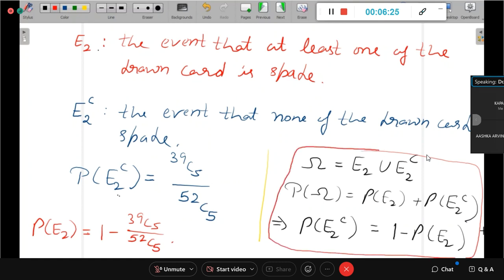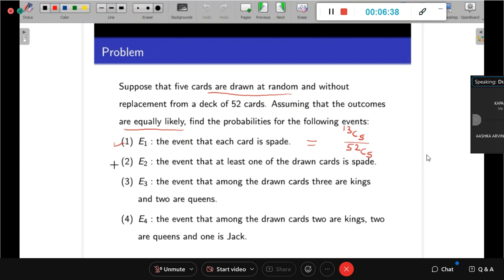So if you know this relation, you can handle this easily. There are at least 2 ways I can look at here to solve this problem, this E2 event. Okay, right. Now let's go back, and this is done. So E3 is the event that among the drawn cards, 3 are kings and 2 are queens. I think that also can be handled. This is easy, so I can handle it here itself.